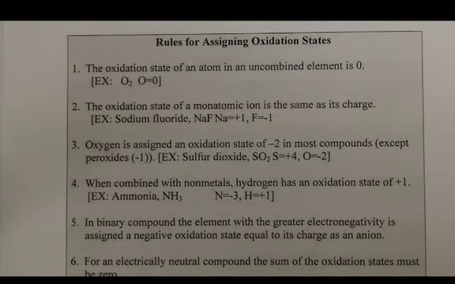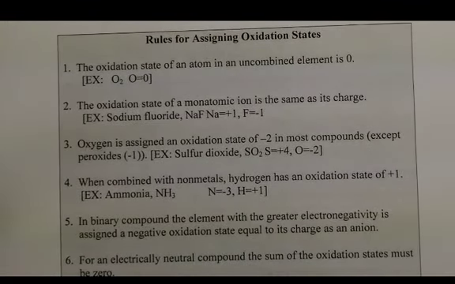Okay, the next unit that we're going to start into is called electrochemistry. Electrochemistry is the study of chemical reactions and their relationship with the electricity that it produces. But before we go into that, we need to go over something that you should have learned back in August, and that's how to assign oxidation numbers or oxidation states.